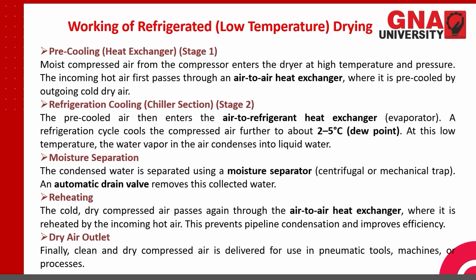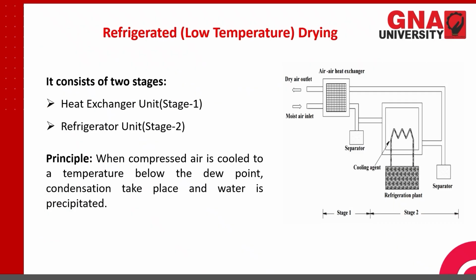Then we have the reheating. Now when the air comes out of stage 2, it is very cool, and this cool air is again used to cool down the moist air in stage 1. So reheating: the cold, dry compressed air passes again through the air to air heat exchanger, where it is reheated by the incoming hot air. This prevents pipeline condensation and improves the efficiency.